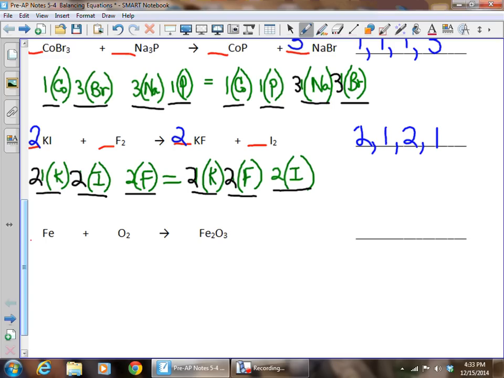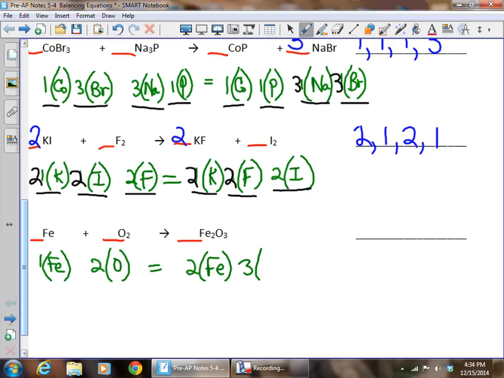So hopefully you did try it, and hopefully you put your blanks in first, showing where you could put coefficients to balance this. Let's go ahead and figure out how many we've got on both sides. We've got 1 iron and 2 oxygens on the left, and we've got 2 irons and 3 oxygens on the right. We've done this kind of work many times.